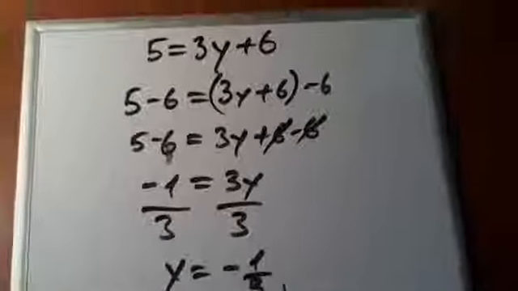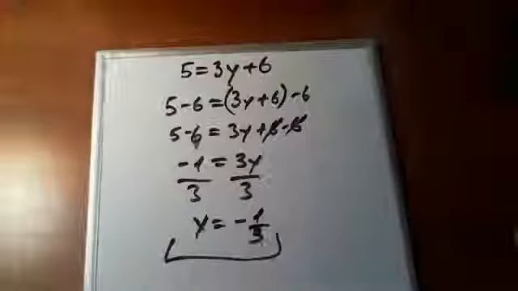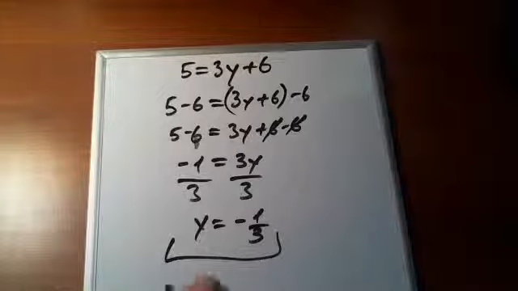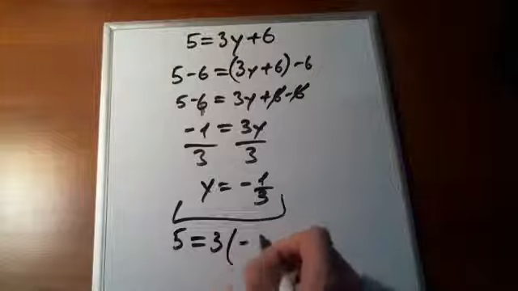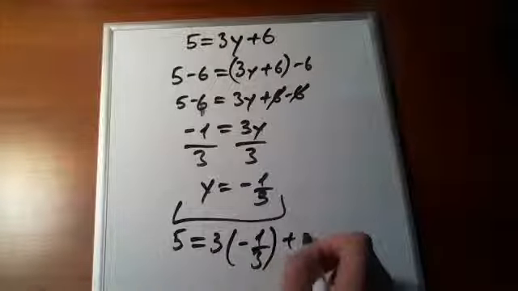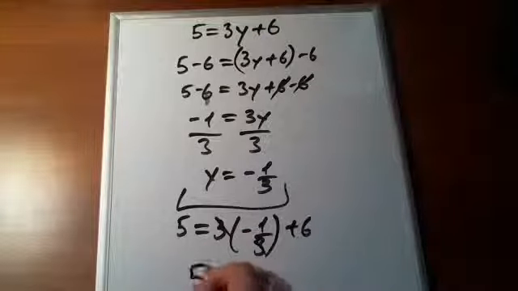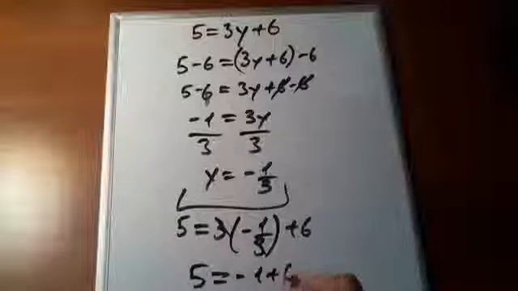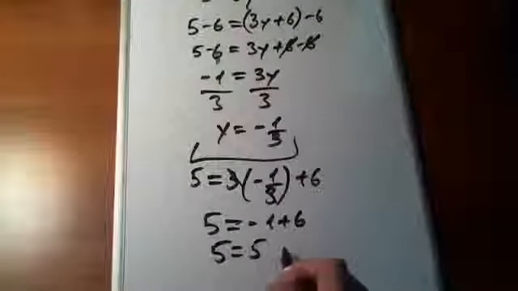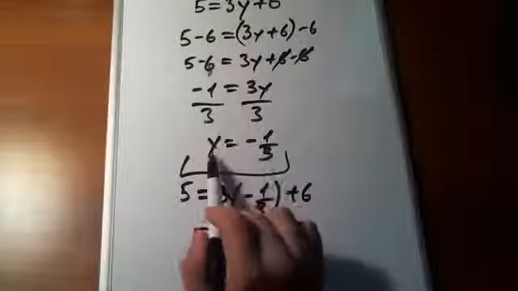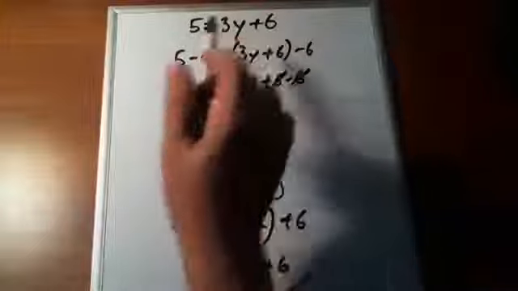If we plug it into our original linear equation, it should be good. Let's see. 3y plus 6 has to be equal to 5. 3 times negative 1/3 plus 6. The 3s go away, so we have 5 has to be equal to negative 1 plus 6. Negative 1 plus 6 is 5. So we have 5 is equal to 5. Yes. So y is equal to negative 1/3 is the solution to this linear equation.